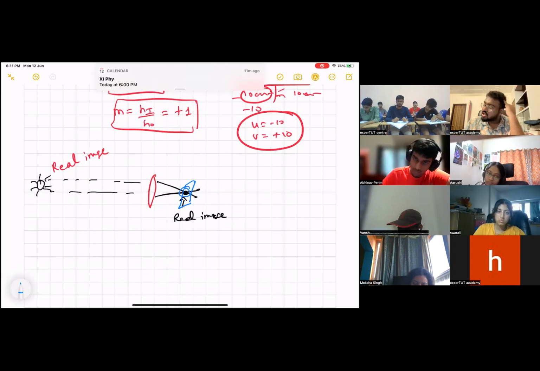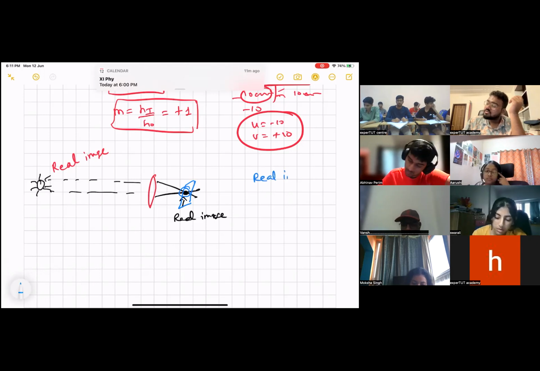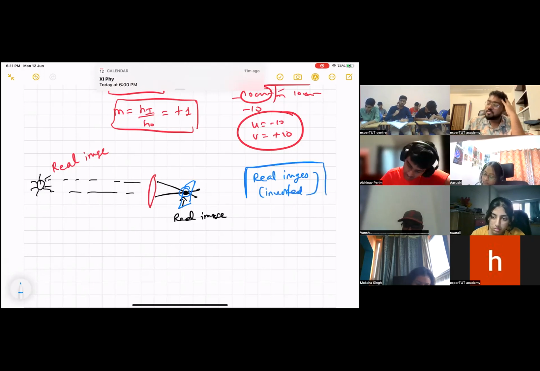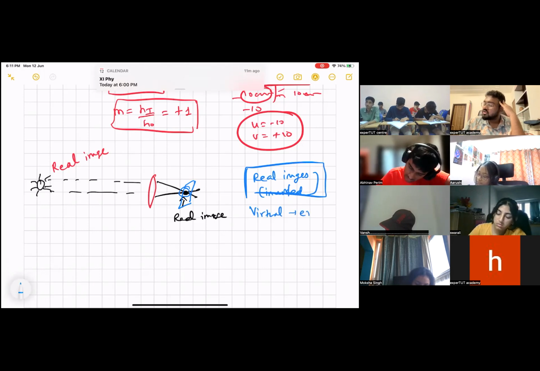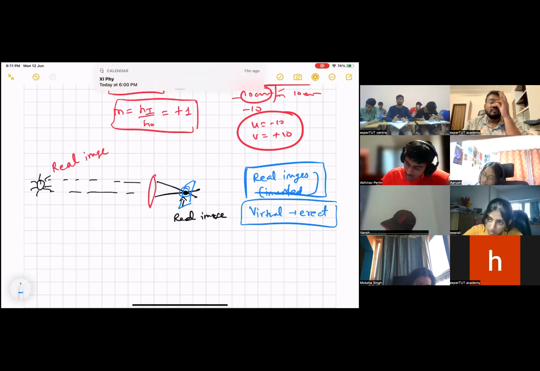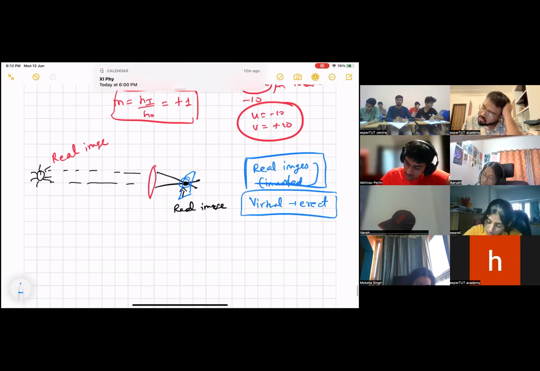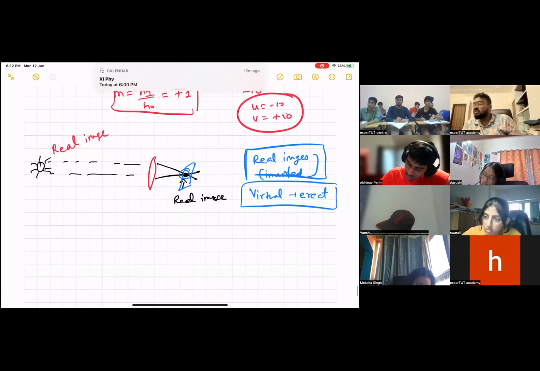This is a real image, and real images are always inverted with respect to the object, and virtual images are always erect. We will do a derivation later. Understood? Real images are always inverted, virtual are always erect.